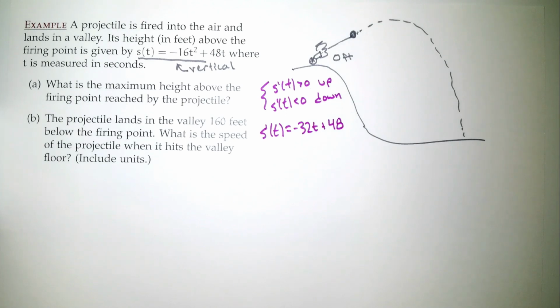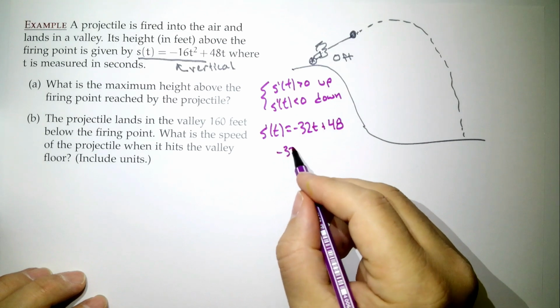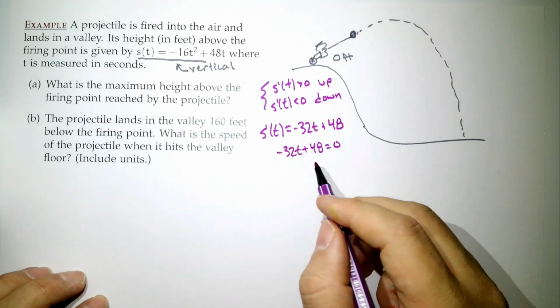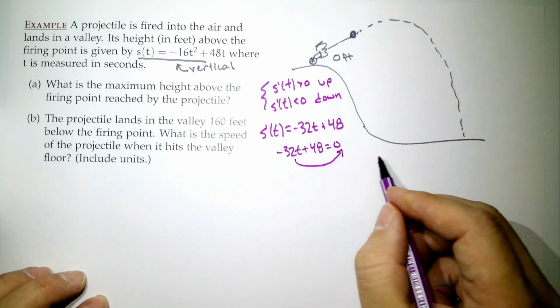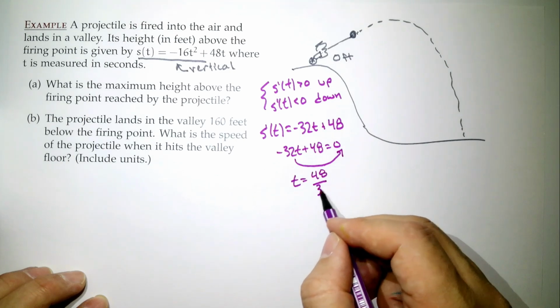I'm interested in when it's 0. Because if I'm transitioning from a negative number to a positive number, there's this fun thing called the intermediate value theorem that says you have to pass by 0 if you're going to go from negative to positive. So when does negative 32t plus 48 equal 0? Well, if you move the negative 32t across and then divide by 32, you'll discover that t should be 48 over 32.